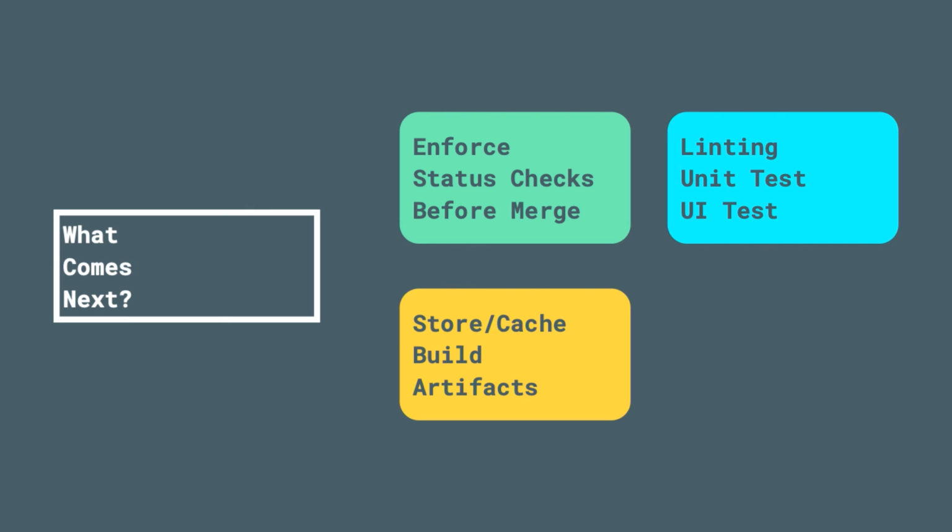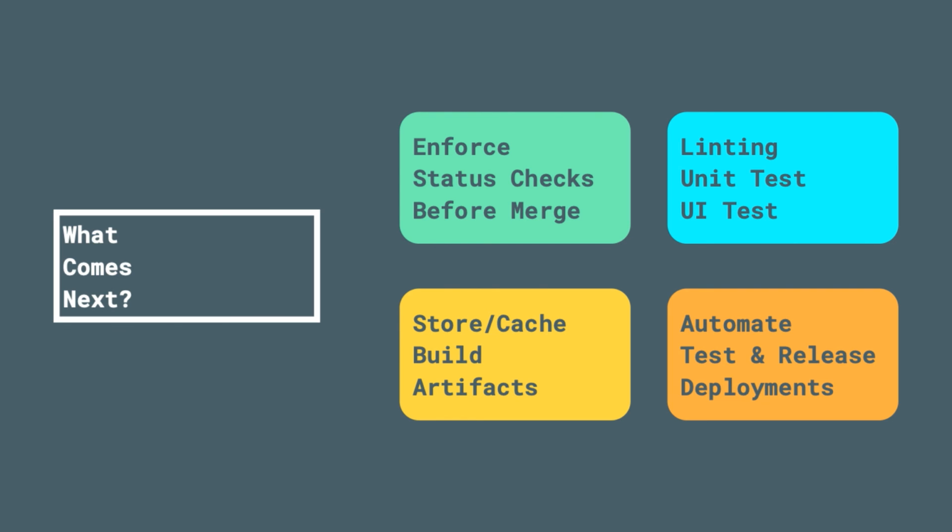You may want to store your build artifacts, maybe your APKs, maybe some type of test output. You may also want to add some type of caching mechanism to your build so that future builds are more fast and efficient. And finally, you might want to automate your test and release deployments so sending code out to users is as simple as a merge into your repository. All of these things are possible with GitHub Actions using the same basic framework we've explored in this tutorial.